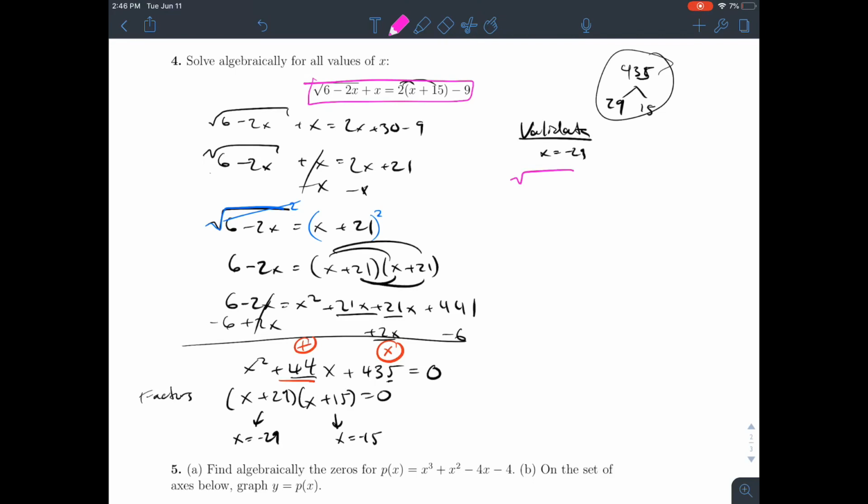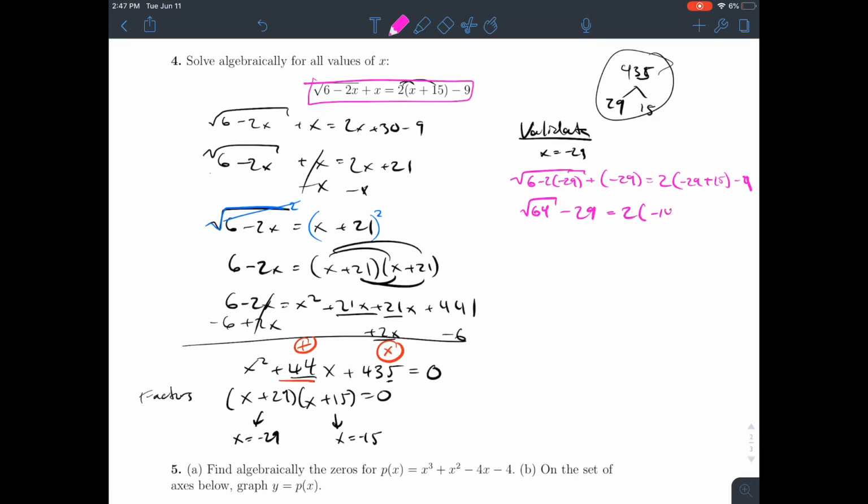So we get square root of 6 minus 2 times negative 29 plus negative 29 equals 2 times negative 29 plus 15 minus 9. I think I can tell that this one's not going to work, but let's see. So negative 2 times negative 29 is 58 plus 6, that's 64. Plus, let me simplify this. Adding a negative is the same as subtracting by 29. Oh, this one might work actually.